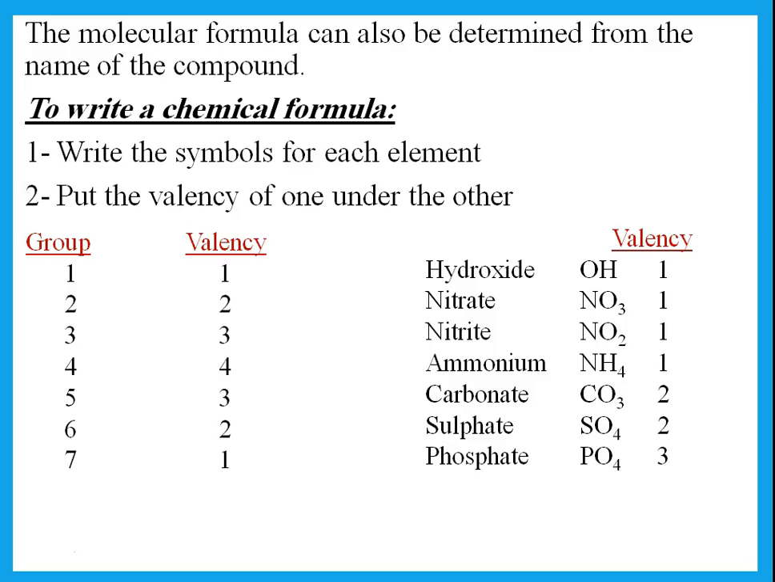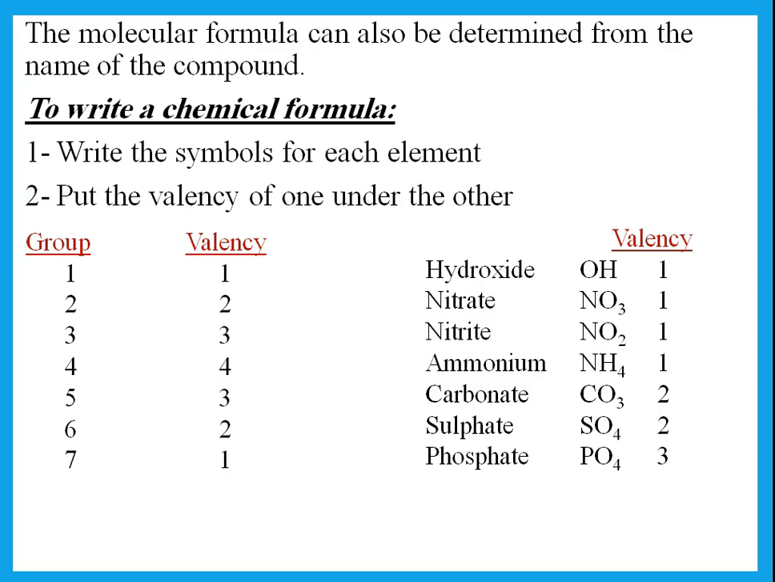So if I say I want to write the formula of something hydroxide, you need to know that hydroxide is OH and its valency is 1. Nitrate is NO3, its valency is 1. Nitrite, NO2, its valency is 1. Remember that anything in the periodic table would be with an ide. So for example, oxide is just oxygen from the periodic table. Nitride with an ide is just the nitrogen in the periodic table.